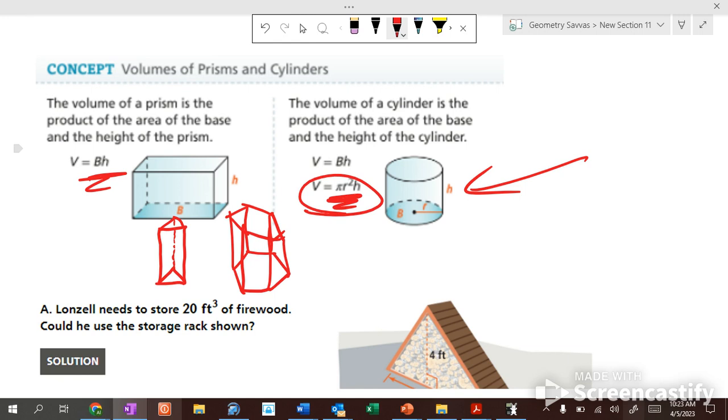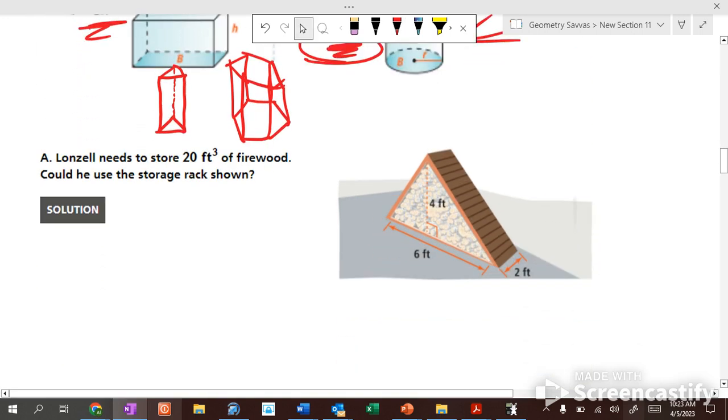Here, it's the area of the base times the height, but we know the area of the base is going to be pi r squared every time for a circle. All right.